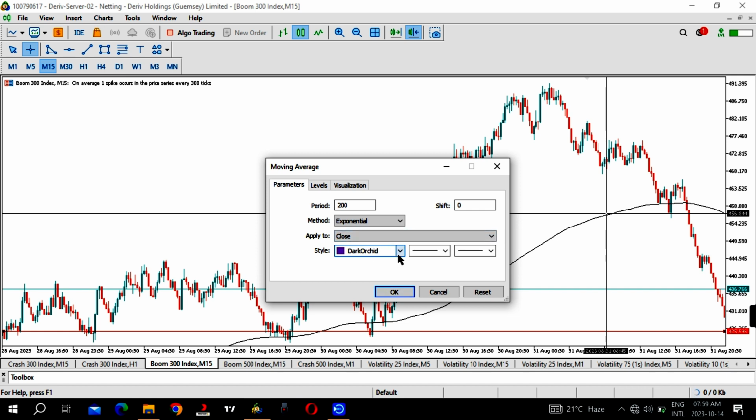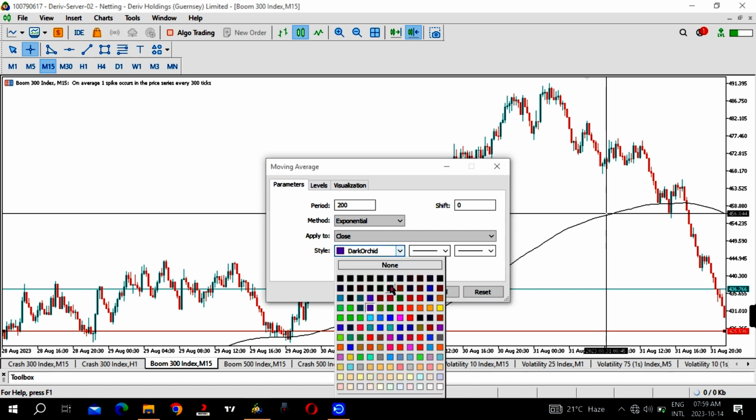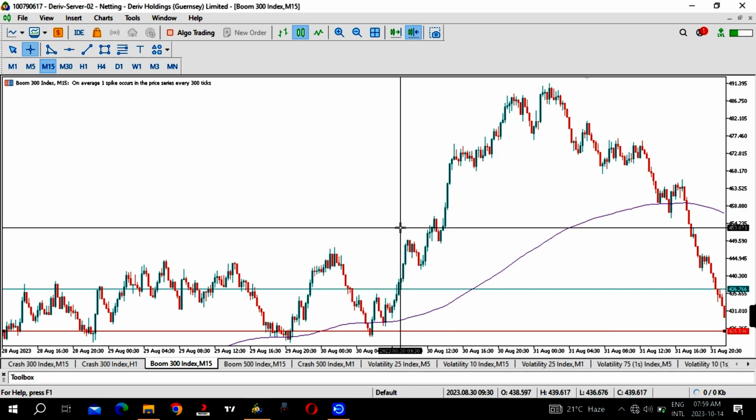Then they say it's dark orchid, but I see it as purple. Maybe I'm colorblind, but all these colors. Like, I'll check how many purples I have over here, right? But I just like purple, right? So I click OK.